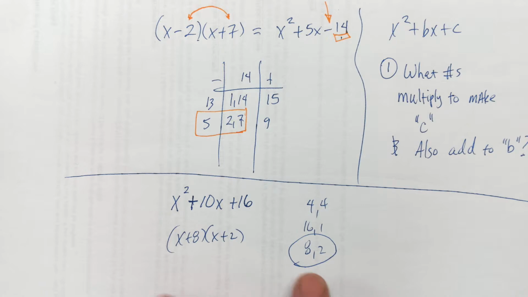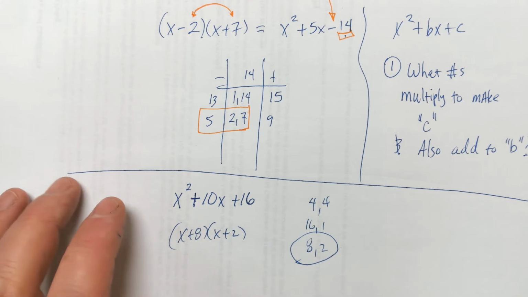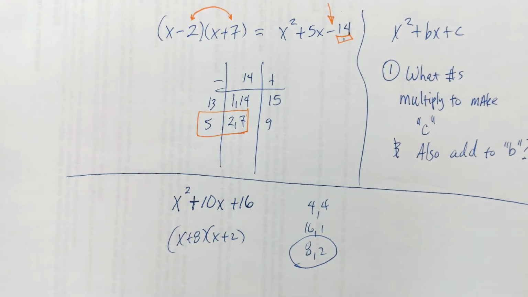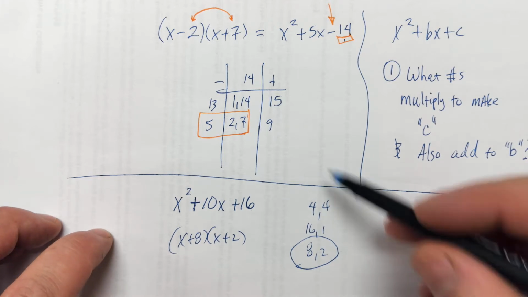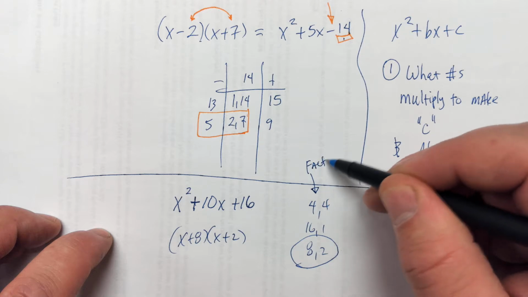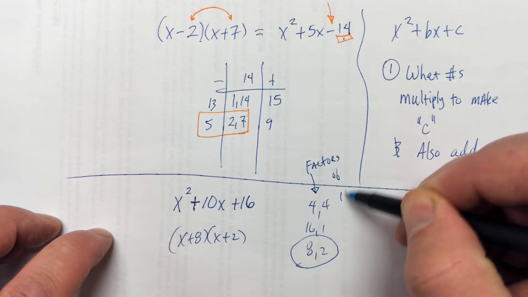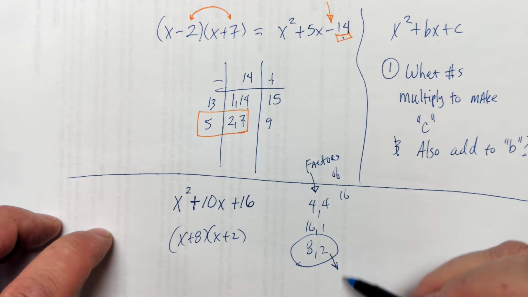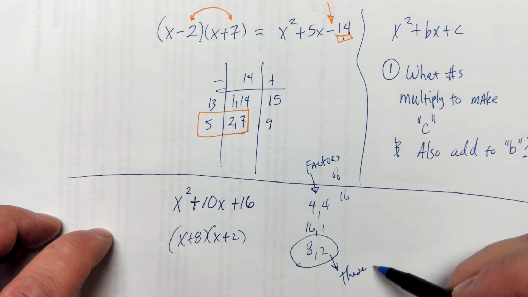Because this, I don't really think this is going to help. Maybe this would, but I think you would have to write down, these are the numbers that multiply to 16. These are the factors of 16. These factors add to 10.